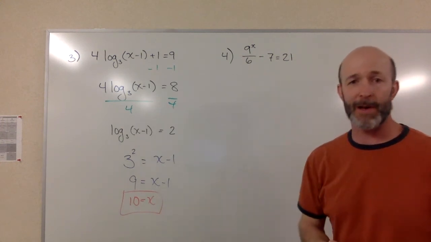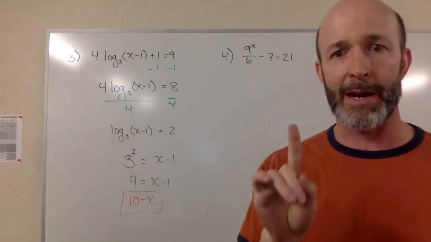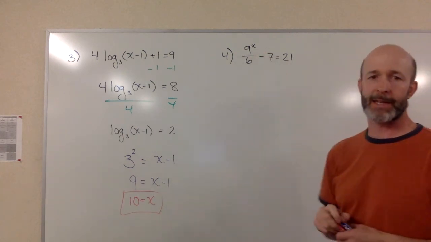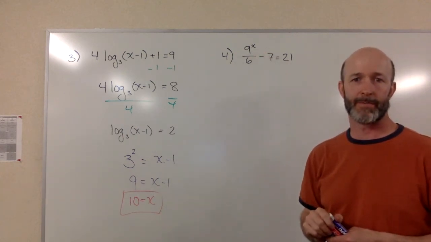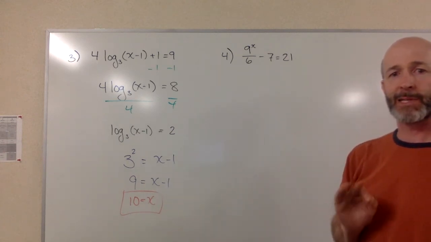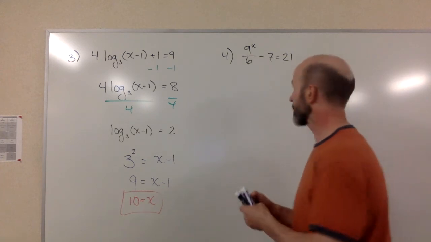Same thing over here for example 4, though. I have an exponential function. I'm going to change it to a log, but not yet. Why? I have not isolated that exponential function. Before I use the inverse, I have to get that exponent completely by itself. So what might you do first?